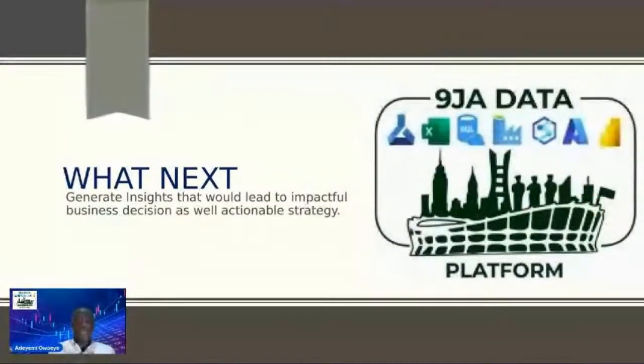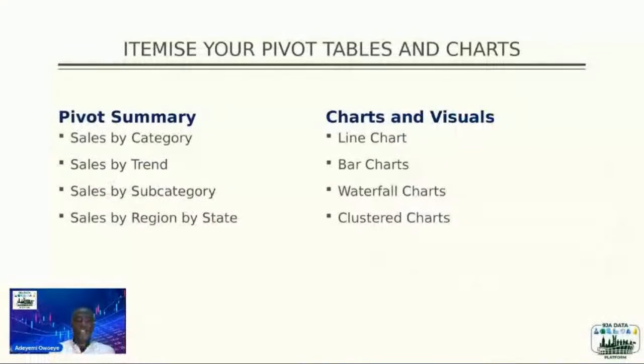Use tools like data validation, drop down menus, and all those things, which could be really cool. So what next? Next, we are jumping into the demo. And the demo here, we're actually going to be looking at this pivot table. We're going to be looking at the Walmart data, and we want to see how we can use this Walmart data to get our sales by category, sales by trend, sales by subcategory, sales by region, and sales by state. So let's jump right into it.